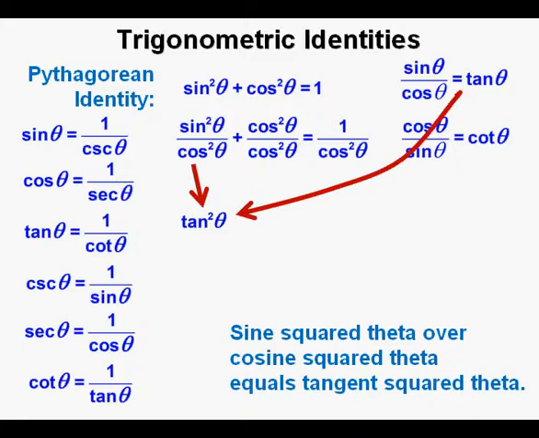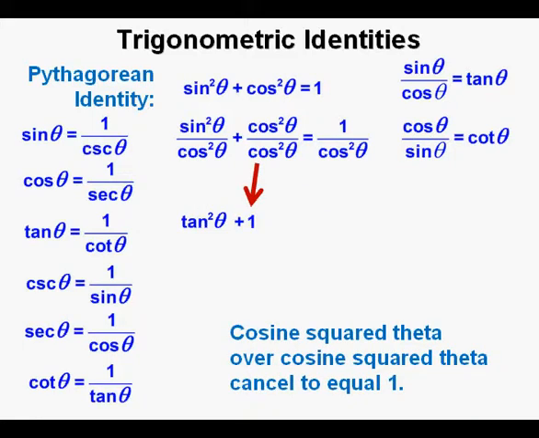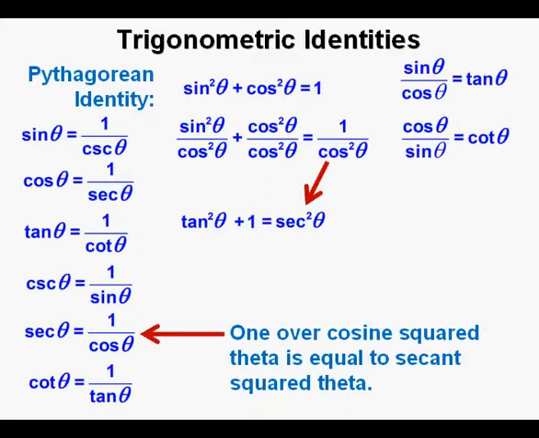And for our second term, cosine squared theta over cosine squared theta cancel to equal 1. And finally, for our final term on the right side of the equal sign, since we know that 1 over cosine theta is equal to secant theta, 1 over cosine squared theta is equal to secant squared theta. Now we box in our newly created identity, tangent squared theta plus 1 equals secant squared theta.